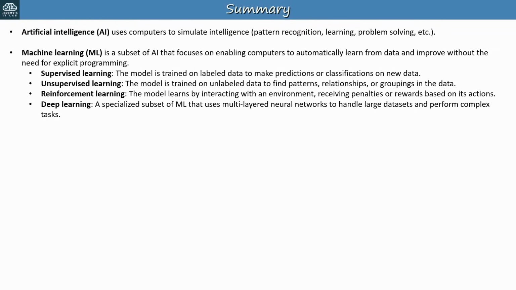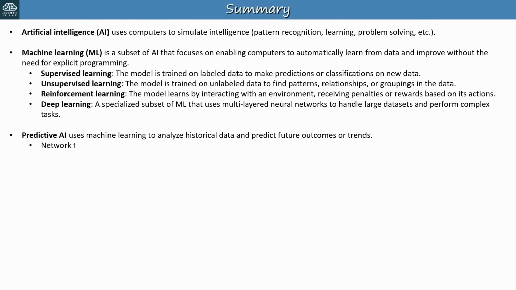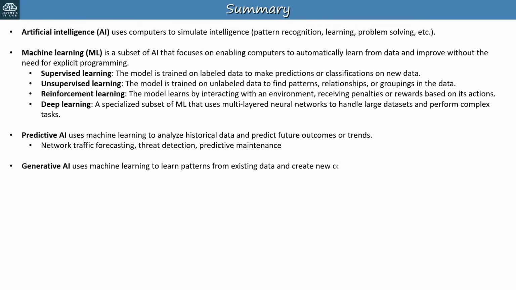Okay, next we covered predictive and generative AI. Predictive AI uses machine learning to analyze historical data and predict future outcomes or trends. In networking, this can be applied to network traffic forecasting, threat detection, and predictive maintenance, to give a few examples. And generative AI uses machine learning to learn patterns from existing data and create new content, such as text and images.